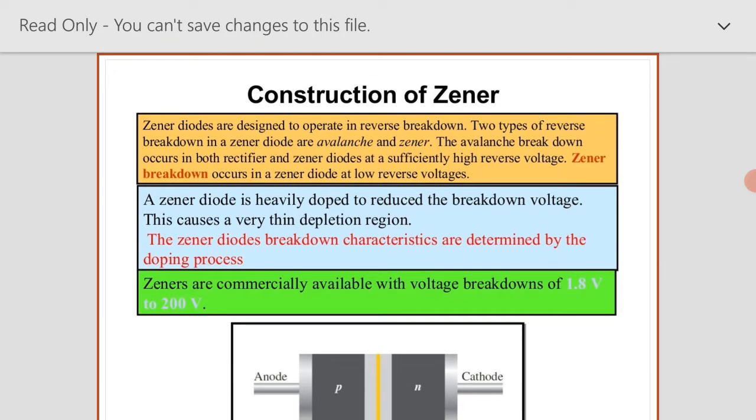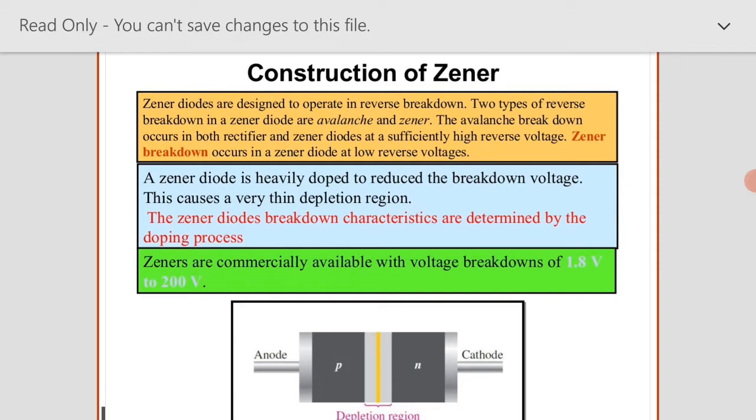The construction of a Zener diode: Zener diodes are designed to operate in reverse breakdown. Two types of reverse breakdown in a Zener diode are avalanche and Zener. The avalanche breakdown occurs in both rectifier and Zener diode at sufficiently high reverse voltage. Zener breakdown occurs in a Zener diode at low reverse voltage. A Zener diode is heavily doped to reduce the breakdown voltage. This causes a very thin depletion region. The Zener diode breakdown characteristics are determined by the doping process.